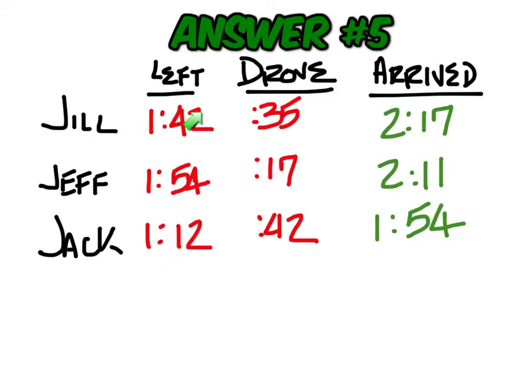Jack left a half an hour after Jill, or a half an hour before, I should say. So he left 30 minutes before 1:42, which is 1:12. He drove for 42 minutes. So if you add 12 and 42, you're still under 60. So 1:54 p.m.